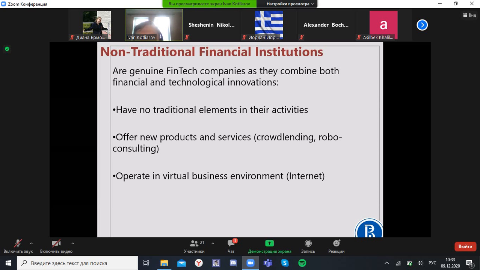Ladies and gentlemen, you should clearly understand that fintech companies, real digital finance companies, are non-traditional financial institutions. Financial institutions that are specialized in the field of finance, but that are non-traditional, that replace traditional business models by new virtual digital ones.